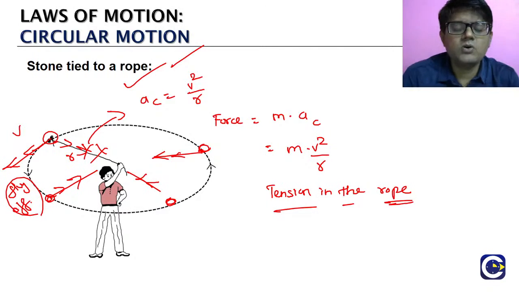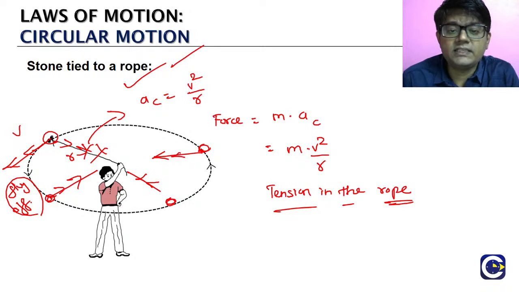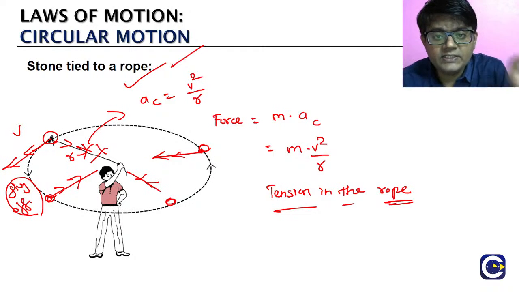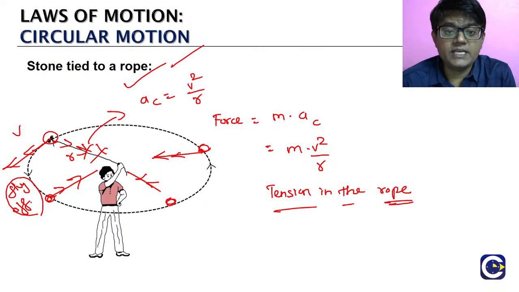Okay, so this is about the stone tied to a rope, whether it is a horizontal circular path or a vertical circular path. In both cases, what is the force that will provide the necessary centripetal acceleration? Tension. Vertical circular motion we will discuss when we go into the work, energy and power chapter. We will discuss it in detail.